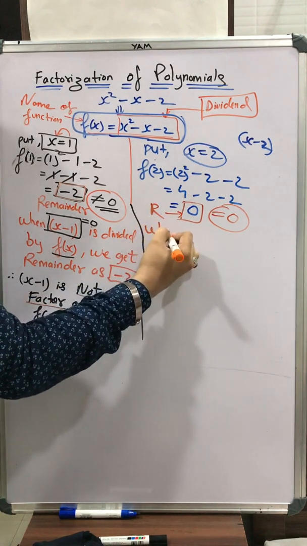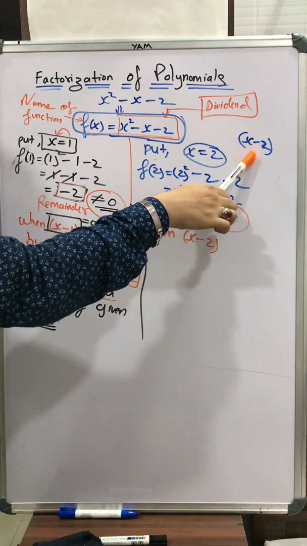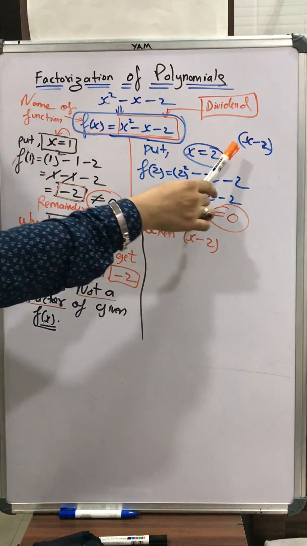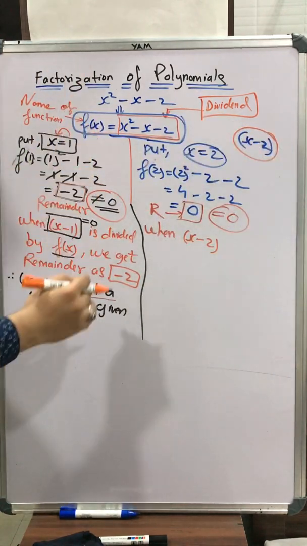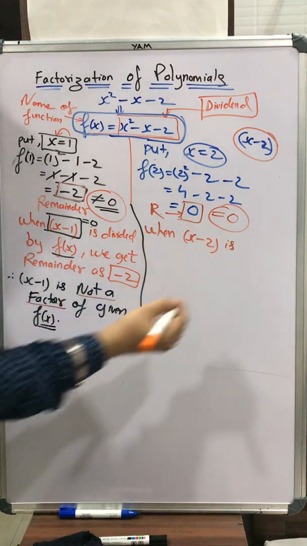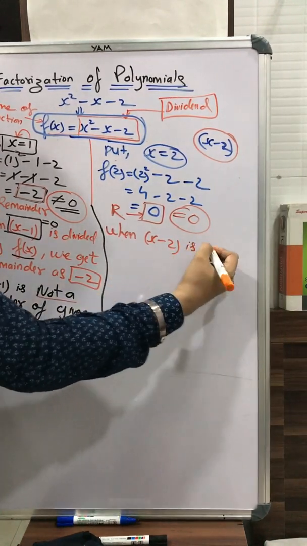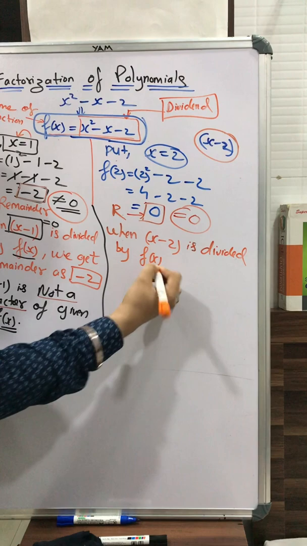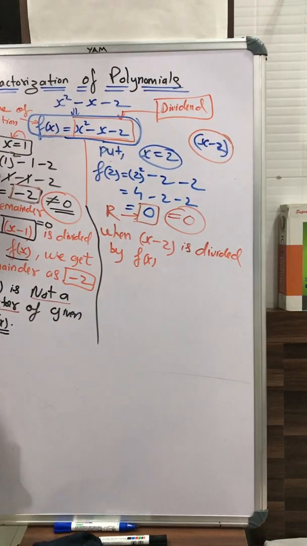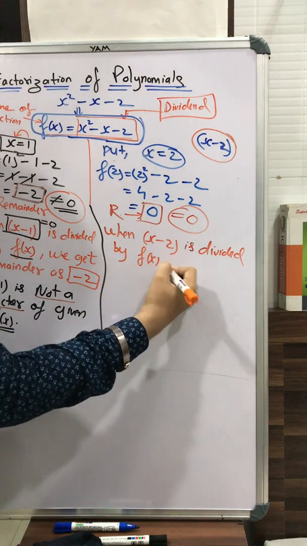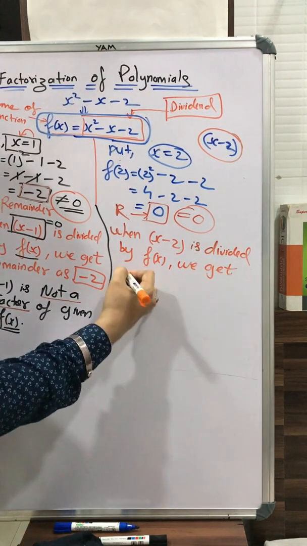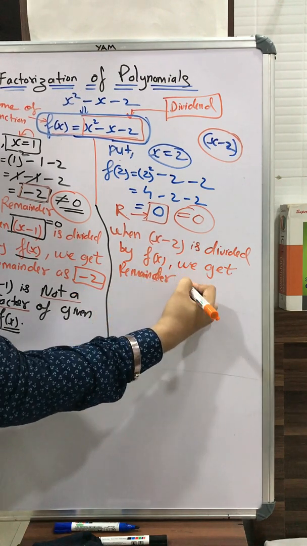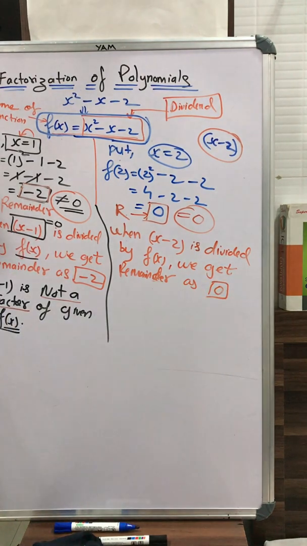So I'll write here: when x minus 2, in this case x minus 2, we will say, I know you have substituted 2, but in terms of division we speak in terms of x minus 2. We bring that number on the left hand side. When x minus 2 is divided by fx, fx means this polynomial, we get remainder as 0.